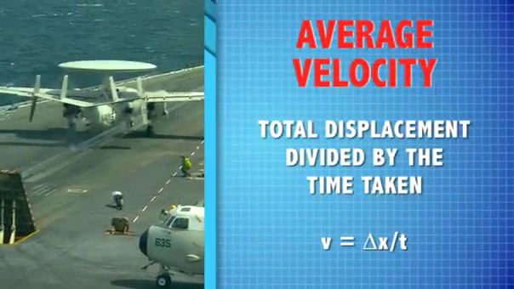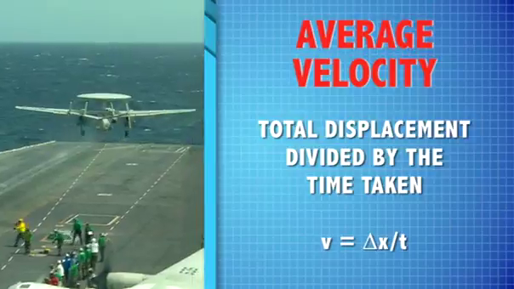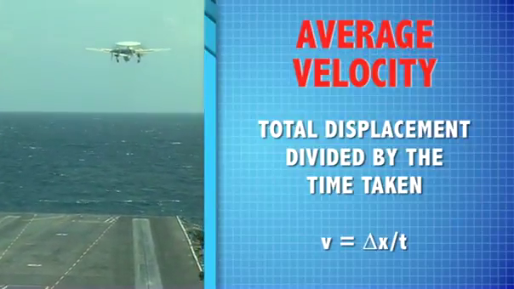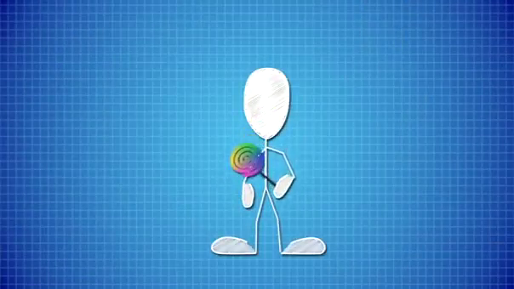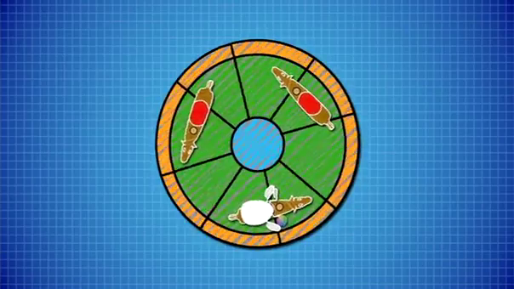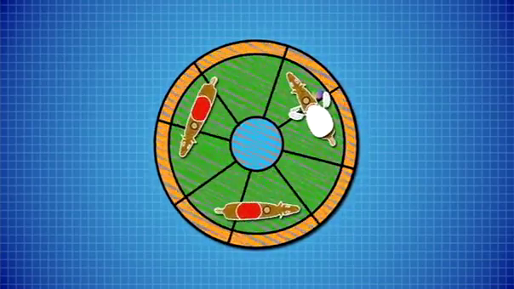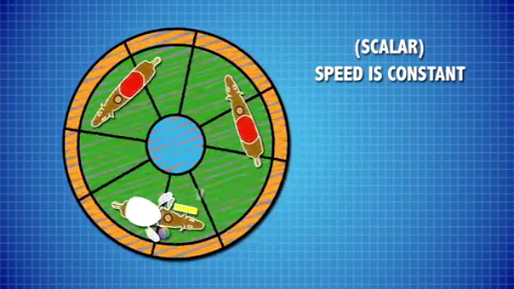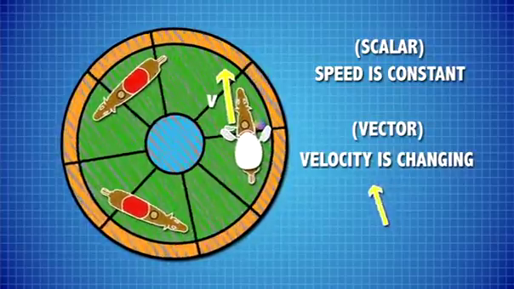Average velocity is the total displacement divided by the time taken, or v equals delta x divided by t. Since the displacement and the velocity are vector quantities, the average velocity has a direction. Let's imagine a child on a merry-go-round. The speed of that child around the circle can be thought to be constant, but with changing velocity.